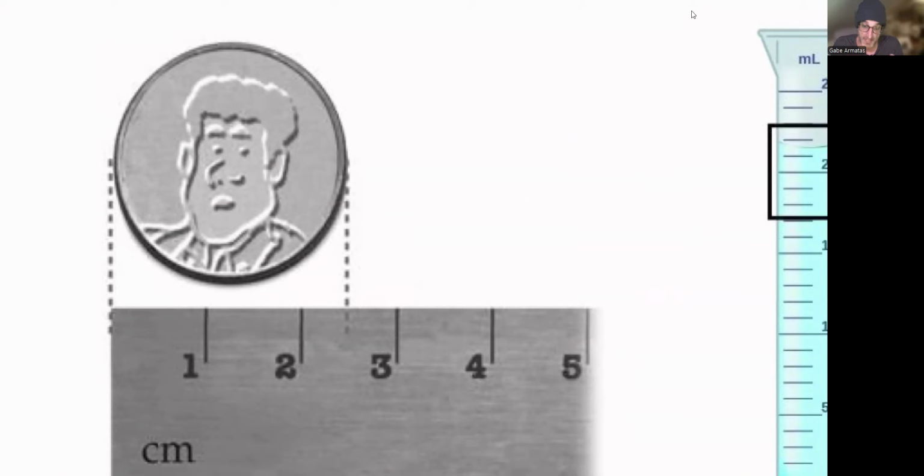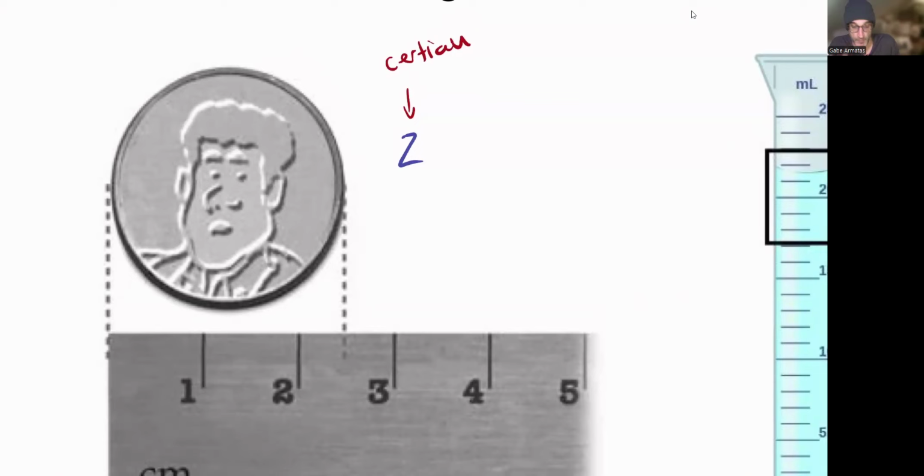What I mean by that is I'm going to say 2 in the ones place. This I am totally certain of, and everybody should be certain of this. If I said, hey, this is 1 centimeter, you'd be like, no, it's absolutely not. It's between the 2 and the 3. So I am absolutely certain of the 2 in the ones place.